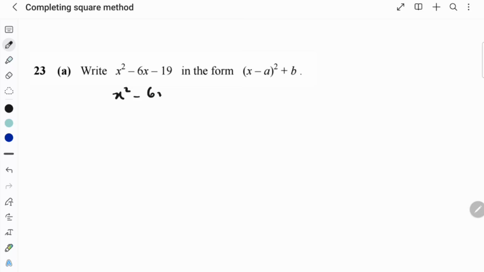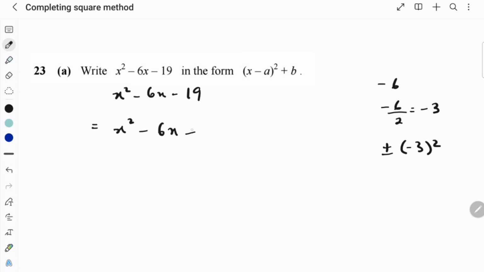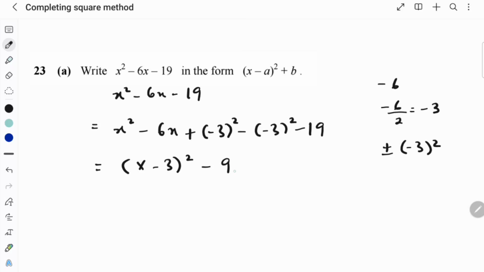So x² − 6x − 19. The coefficient is −6, and −6 over 2 is −3, and we add and subtract (−3)². So x² − 6x + (−3)² − (−3)² − 19, so that is (x − 3)² − 9 − 19. So 9 and 19 become 28. Both are negative, so we add them together: 28. So this is the answer, and I wrote it in this form.